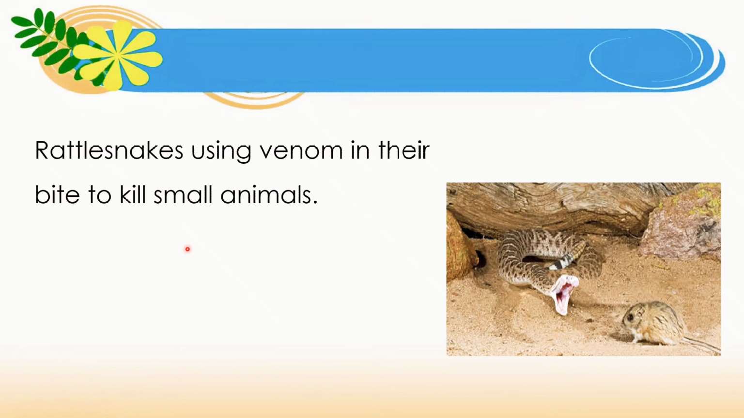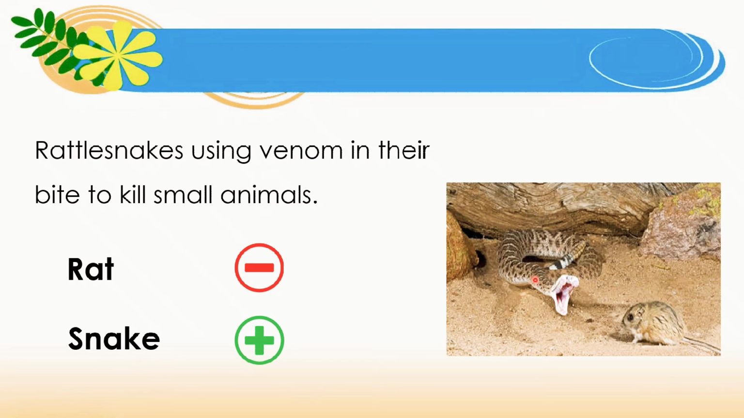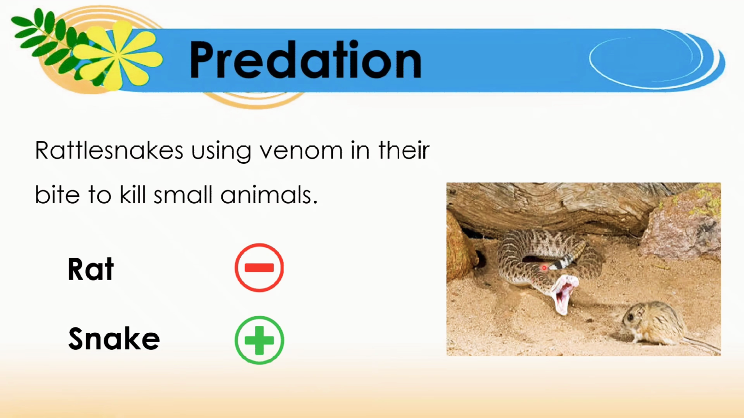Okay, we have also this one, the rattlesnake and the small animals. So the rattlesnakes use the venom to bite the small animals to die or to become food. So this rat becomes negative, so it becomes a prey, and this rattlesnake will become the predator. Okay, it's a positive sign, so they have a predation relationship.